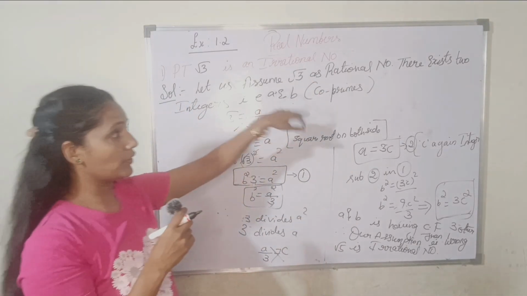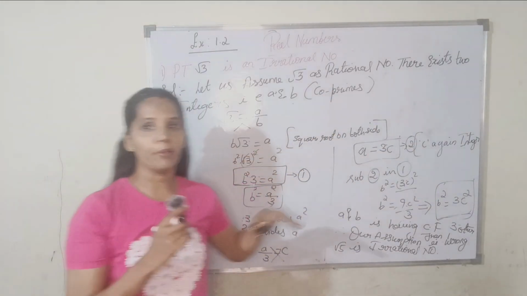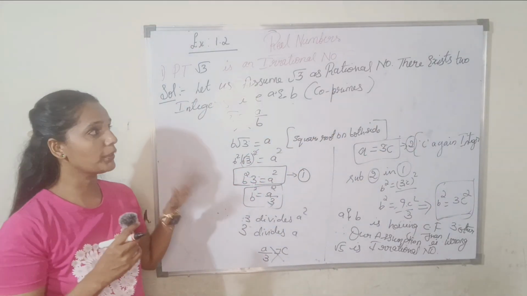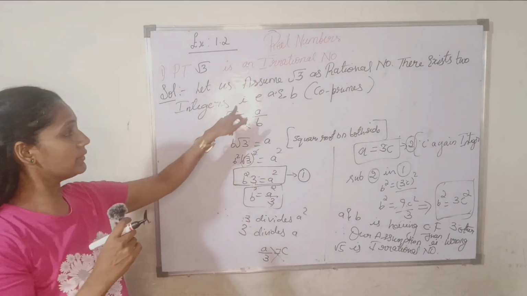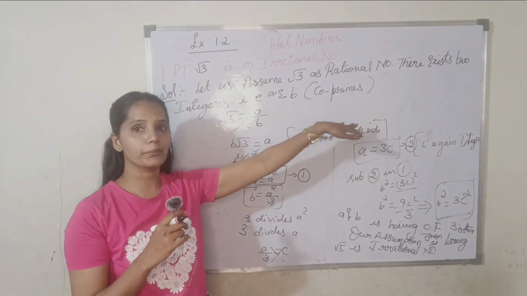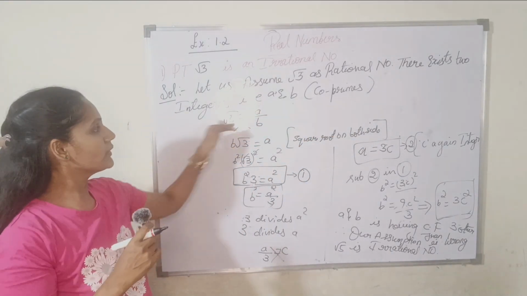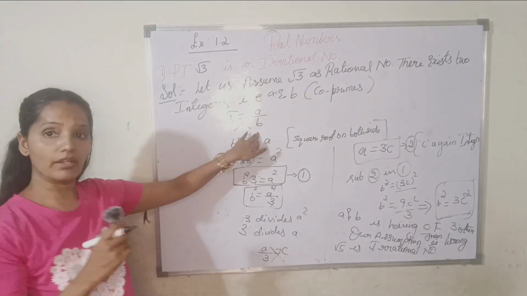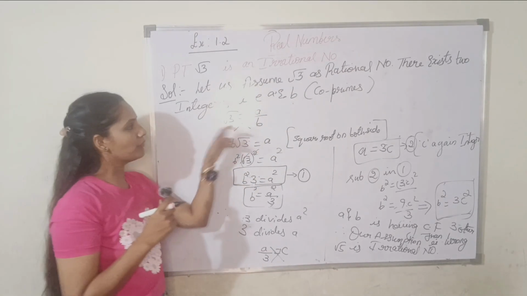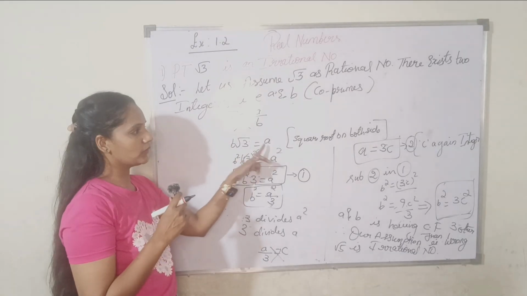When it is a rational number, there should exist a by b form. It should be represented in a by b form. So there exist two integers, that is a and b. They are co-primes. So here root 3 is equal to a by b. As we assumed it as a rational number, we have written it like this. Next, if you cross multiply it, b into root 3 is equal to a.